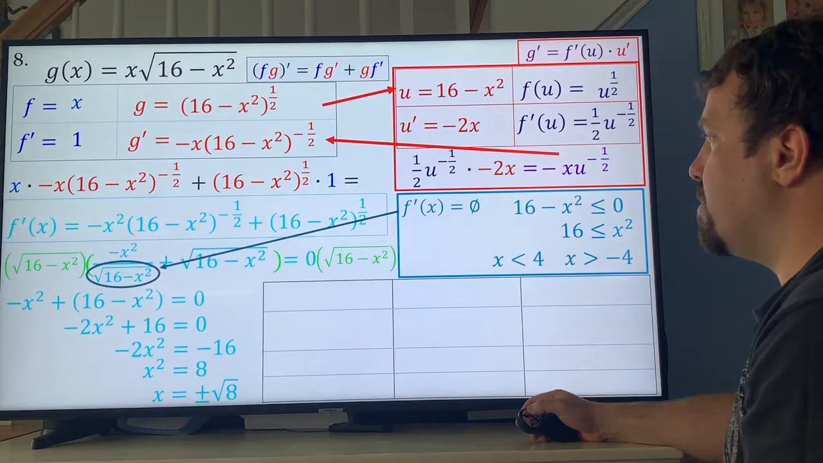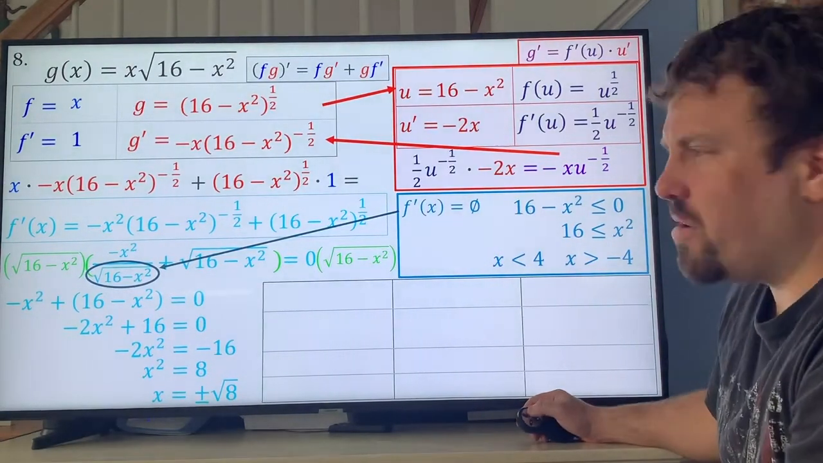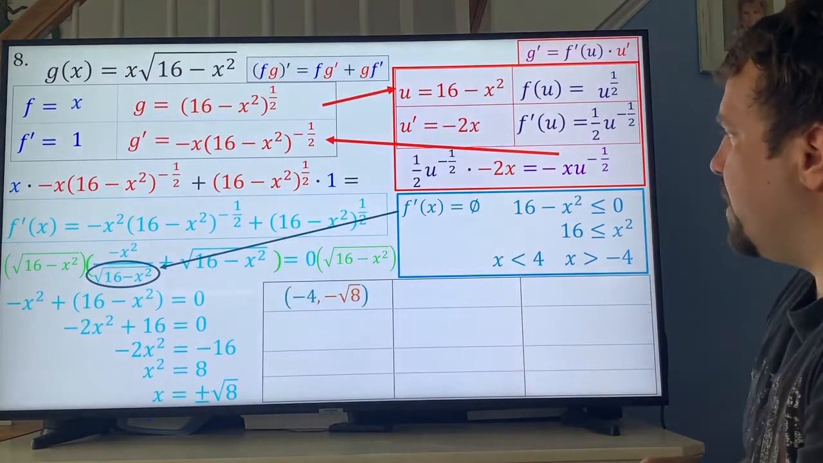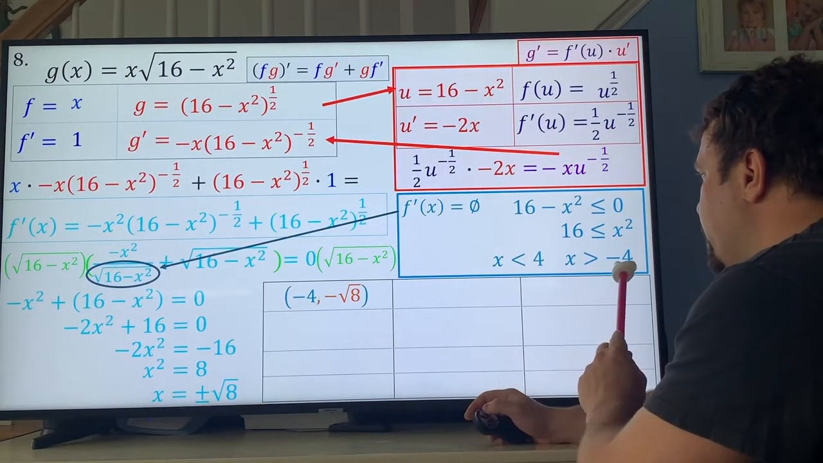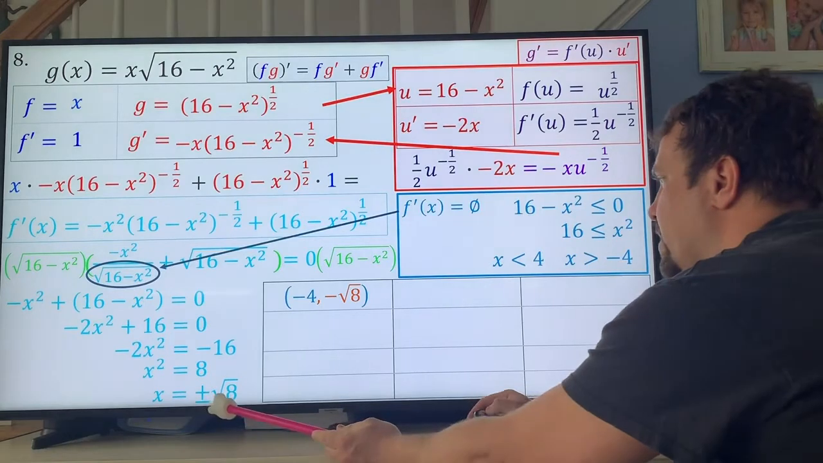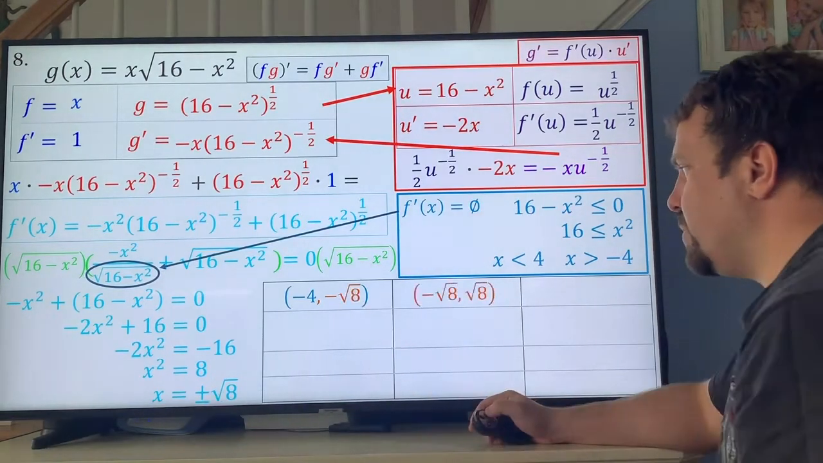All right? So now we have a bunch of weird intervals. Less than 4 means, so first of all, this one is from -4 to negative radical 8. Pick a number between the two.